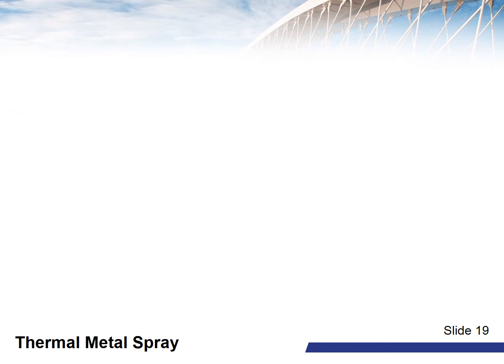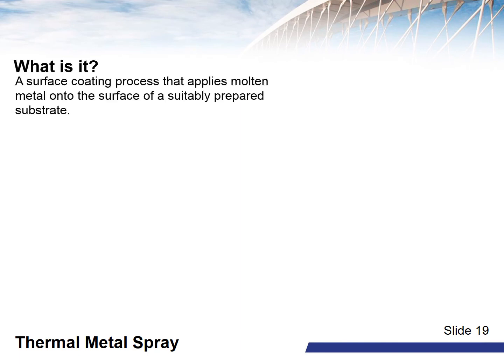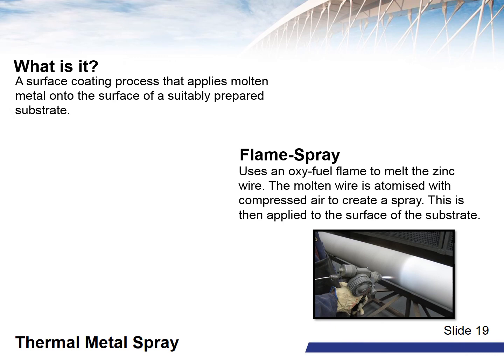This section covers thermal metal spraying. Thermal metal spraying is a surface coating process that applies molten metal, usually zinc or aluminium, onto the surface of an appropriately prepared material. The two most common modes of application are flame spray and arc spray. Flame spray uses an oxy-fuel flame to melt the wire, and the molten wire material is atomized with compressed air to create a spray, which is then applied onto the relevant surface being sprayed.